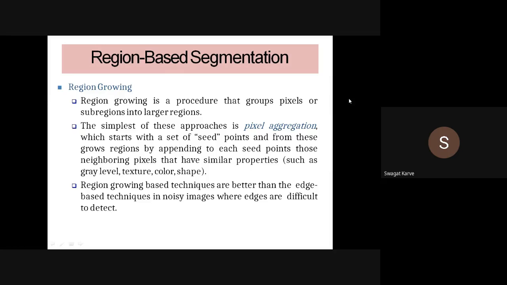So today we have discussed the fundamental concept of region based segmentation. Now in the next lecture we are going to discuss the three techniques based on region based segmentation, that is region growing, region splitting, and region merging. Clear? So that we will discuss in the next lecture. We will stop here.